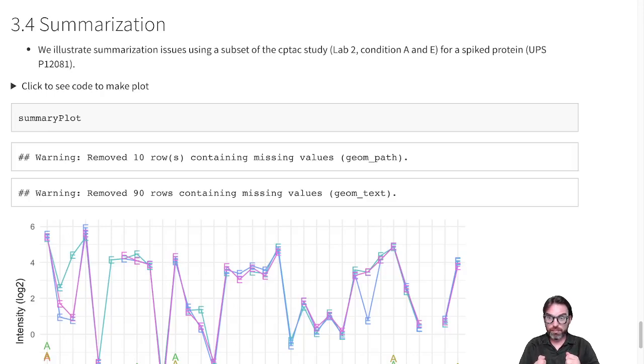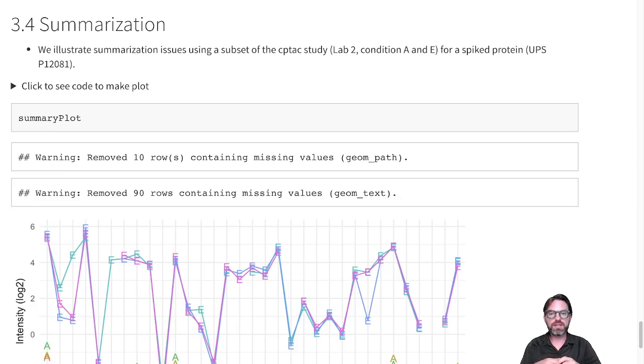The last step in the pre-processing is the summarization. In the summarization, we will try to summarize the peptide intensities into a protein expression value. And then these protein expression values will be used in the next part for differential abundance analysis.